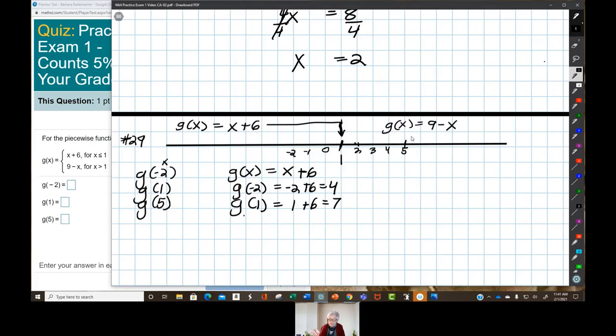Now on the other hand, 5 is over here, so it's going to use g of x equals 9 minus x. G of 5 equals 9 minus 5, which is 4. And that's how you do that. You don't have to graph anything on these.